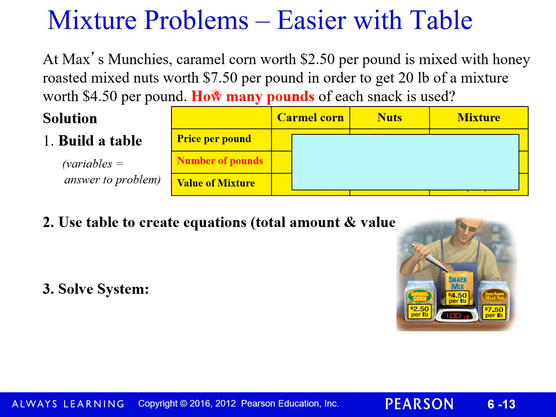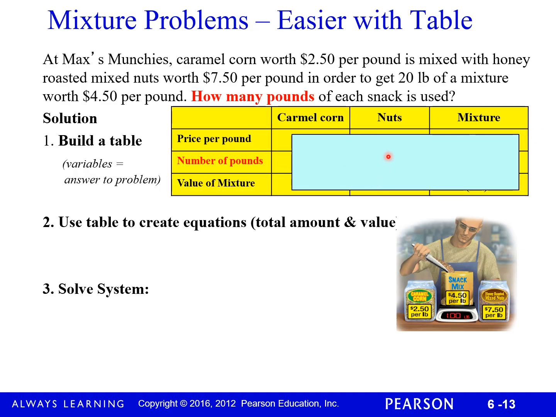Nuts, price per pound, $7.50. How many pounds of nuts? That's our variable because we're trying to figure that out, N. And then the value would be multiplied, right? If we have N pounds of nuts at $7.50, if we had 2 pounds, it would be $15, etc.